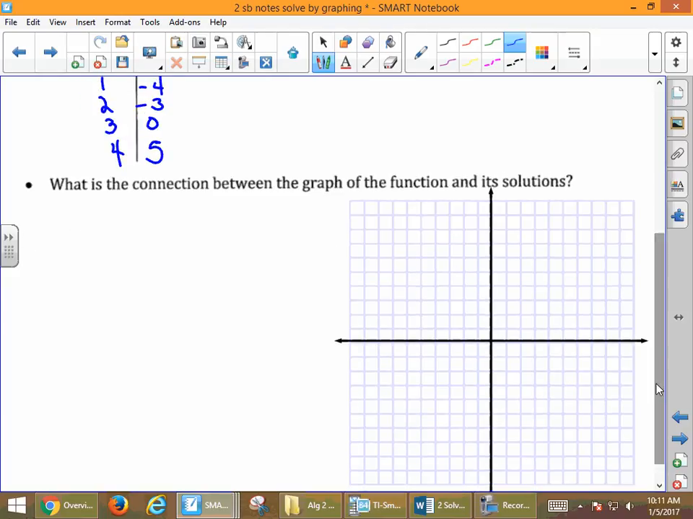Negative 2, 5. Negative 1, 0. 0, negative 3. 1, negative 4. 2, negative 3. 3, 0. And 4, 5. And here's a picture of a quadratic function. In fact, one of my better pictures of my quadratic functions.